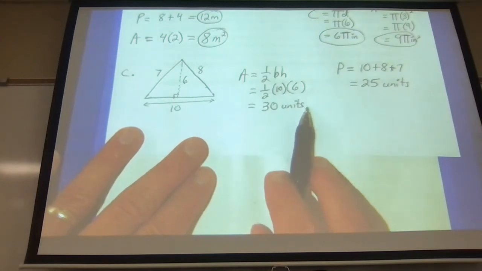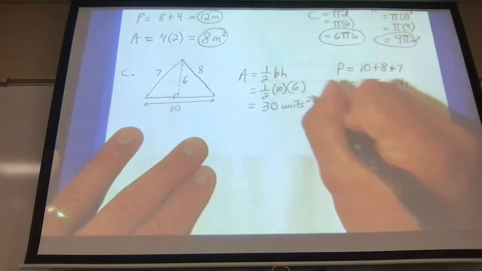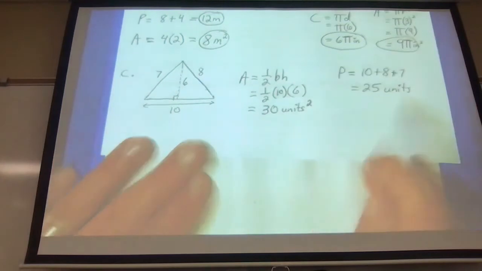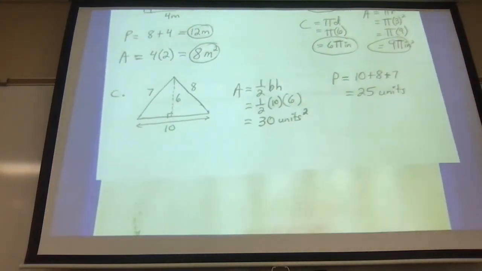Instead of units, what should I have there? Units squared. Area is always squared. Perimeter is just going to be the regular units. Okay. There's your examples of how those work there.